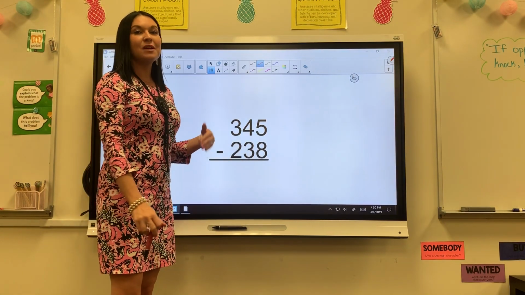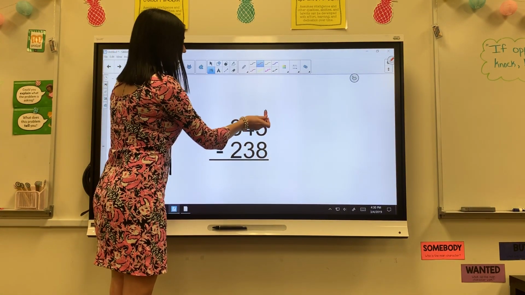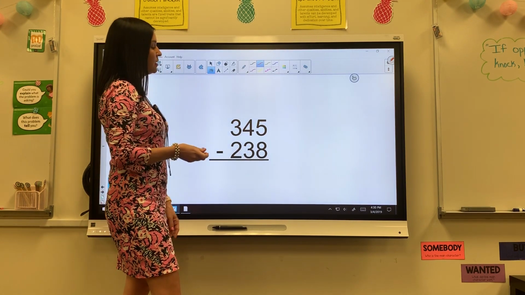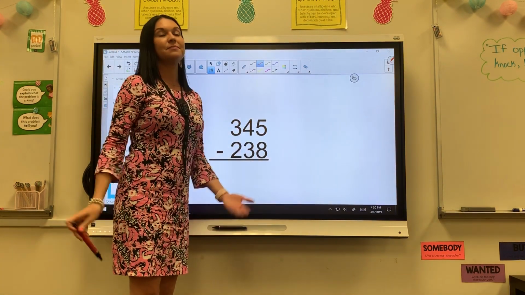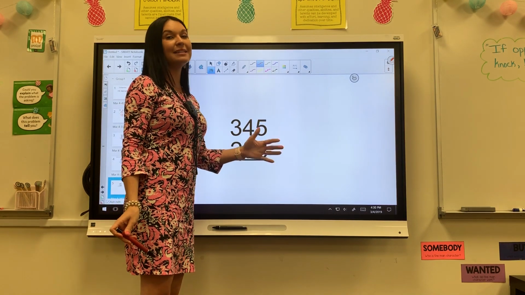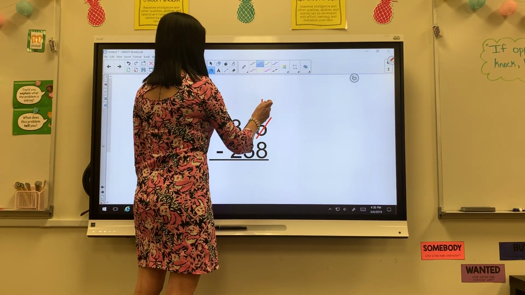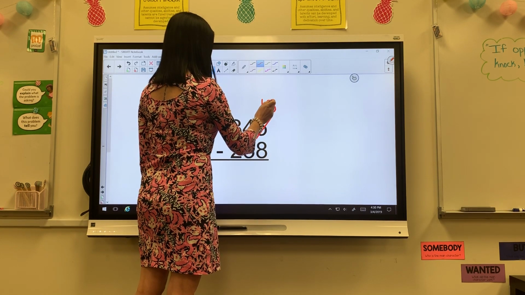You will probably have some with hundreds also. So now we have ones, we have tens, and now we have hundreds. So I have 5 minus 8. If I have 5 ones, I can't take 8 ones away. So I'm going to cross out my 5, and when I add 10 to that, it becomes 15.